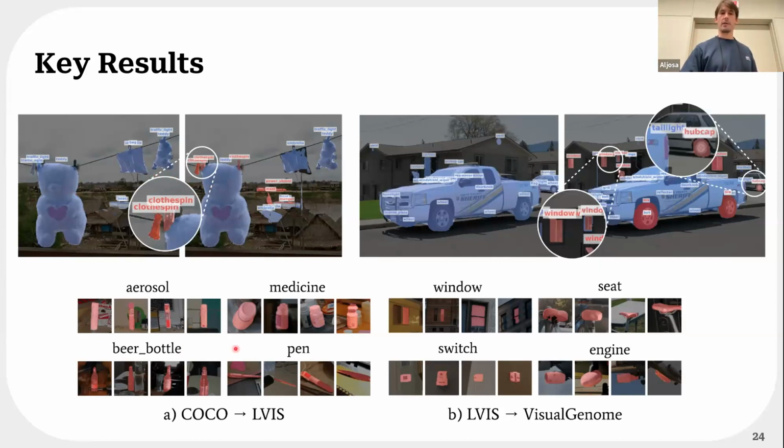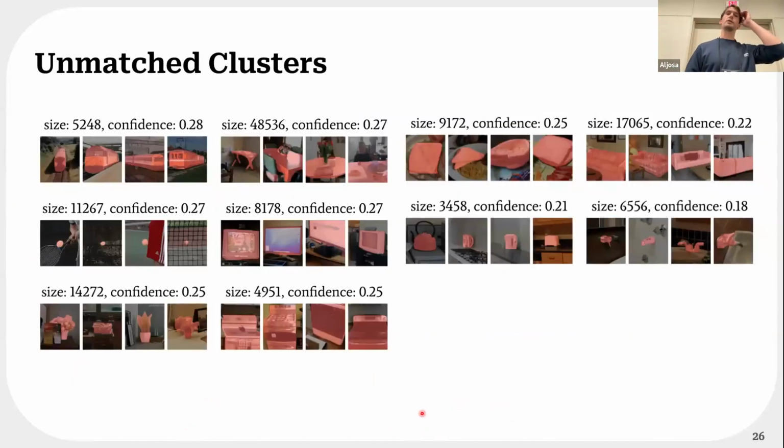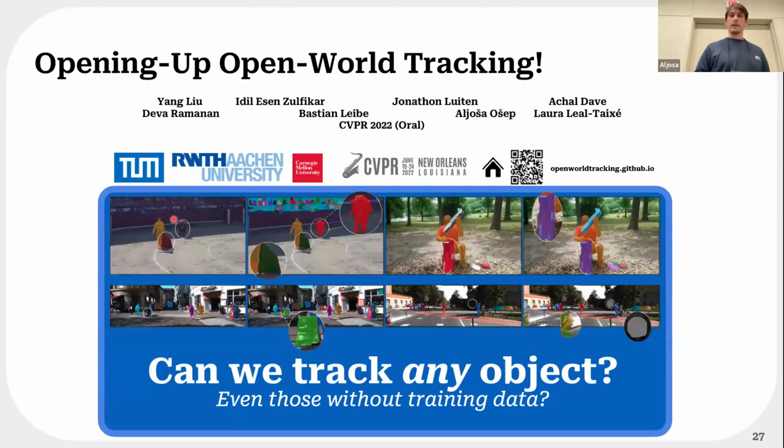And here you can see some examples of objects that we discover when we train on COCO and go to LVIS, or if we train on LVIS and go to Visual Genome. Then I have also some examples of the clusters that were not matched to any LVIS classes, right? But they're still discovered clusters that cover legitimate object classes. Okay, so this was on how we deal with the long tail problem and how we can address end-to-end detection discovery. And now I want to get back to videos.